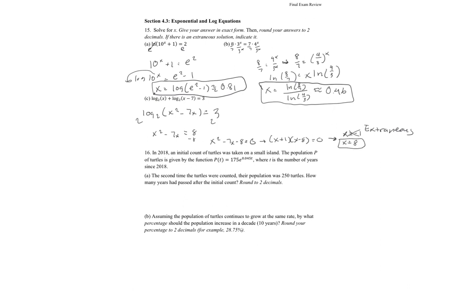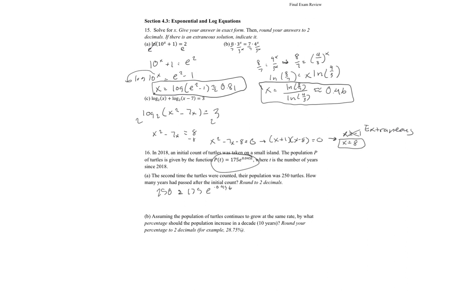All right, so for number 16, we're given a function for a population of turtles after t amount of years. And so on part A, it says the second time the turtles were counted, their population was 250 turtles. And so it asks how many years had passed after the initial count. So we know we're solving for time t because it wants to know how many years, and it gives us a population. So we'll have our equation set up like, 250 is equal to that original formula they give us, right? And so it's going to be equal to 175 e to the 0.045t.